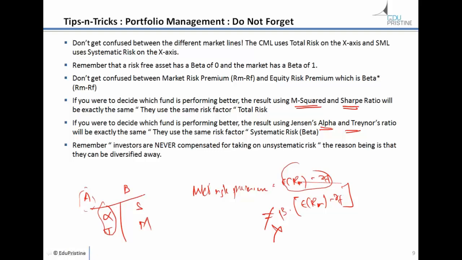Now, one more thing: investors will never be compensated for bearing the unsystematic risk or the specific risk, because it can be diversified away, and if you are not able to diversify it away, that means there is a problem in your portfolio composition. So investors will only be compensated for the systematic risk.